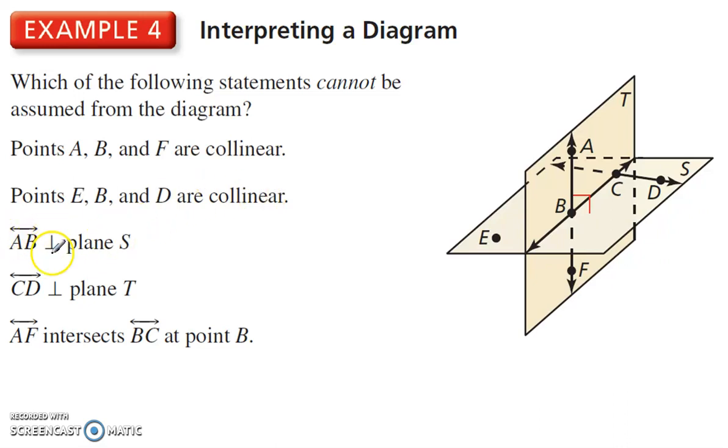Line AB is perpendicular to plane S. That is correct. CD is perpendicular to plane T. There is no indicator that that's the case. So since there's no indicator here, we cannot assume that. Line AF intersects BC at point B. That is accurate.